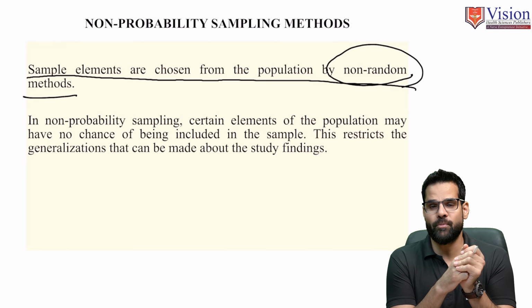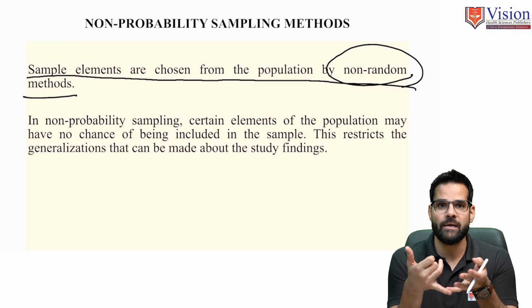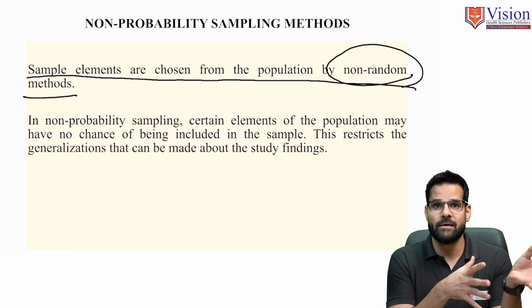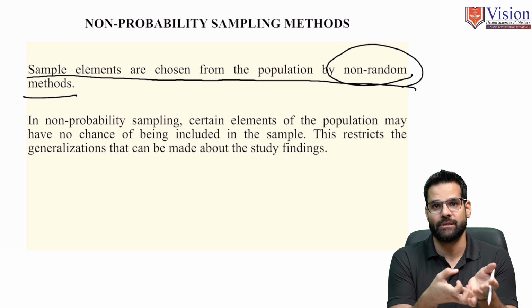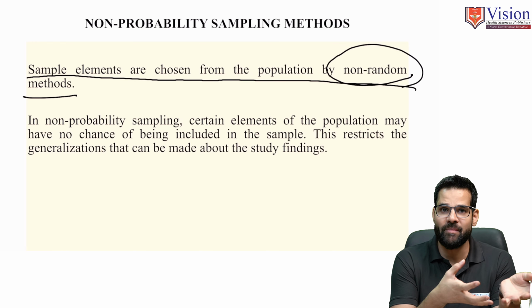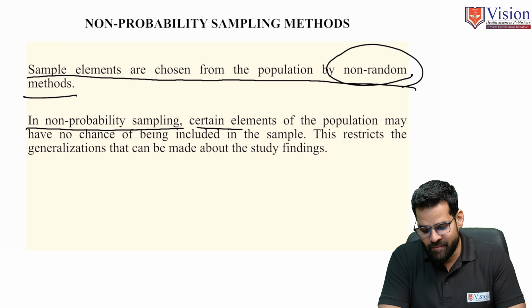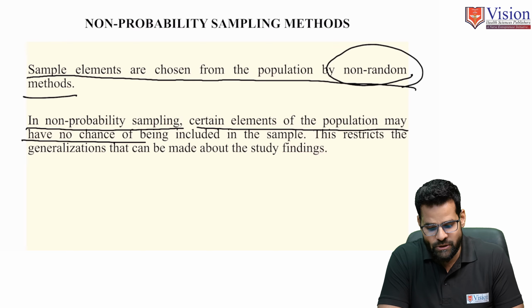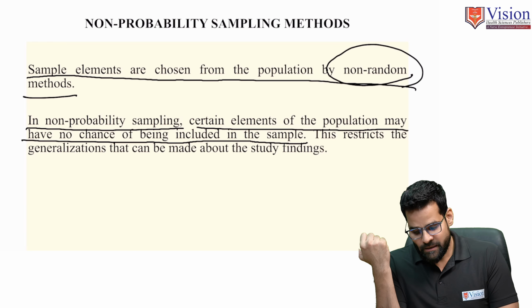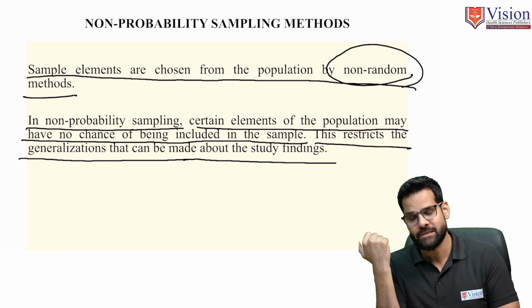It means you do not provide an equal chance. You select the sample maybe based on your judgment, your understanding, accidentally, or based on your convenience. All these things become a base for selection. You are not using any lottery method, you are not making chits of the elements and selecting from there. So in non-probability sampling, certain elements of the population may have no chance of being included in the sample. Yes, that chance is always there. This restricts the generalizations that can be made about the study findings.